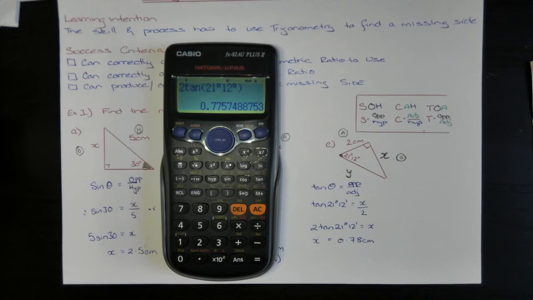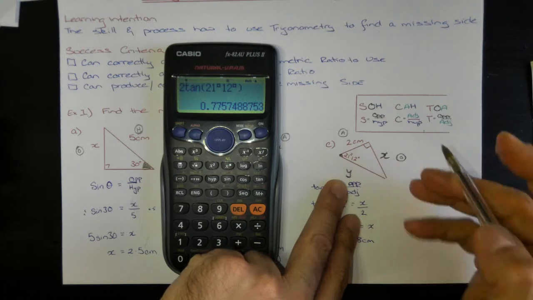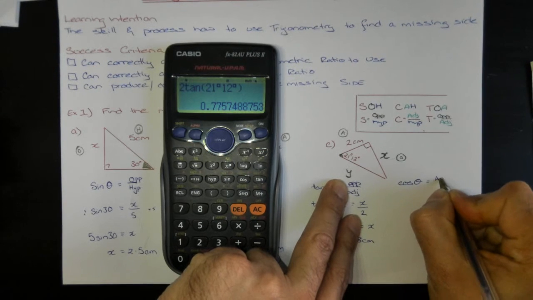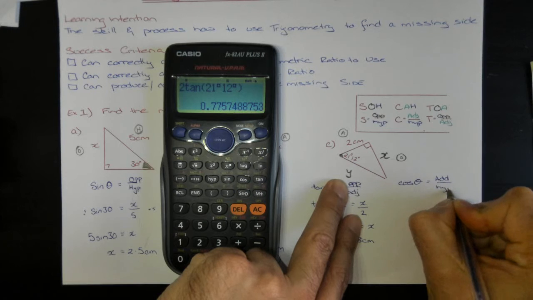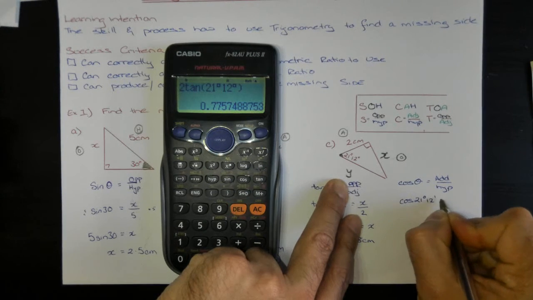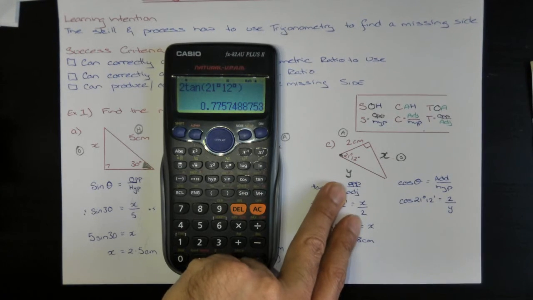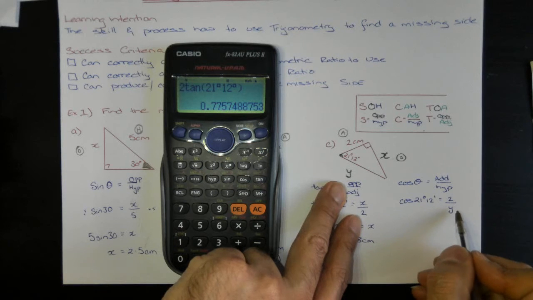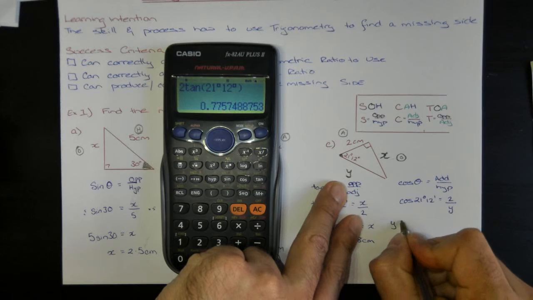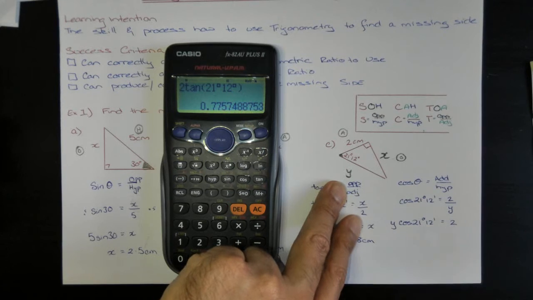If I wanted to find y, I would have the adjacent and the hypotenuse. That's cosine. So cos theta equals adjacent over hypotenuse. So cos is 21 degrees and 12 minutes. My adjacent is 2. My hypotenuse is y. To get rid of that y, I would have to multiply both sides by y. So it ends up getting y cos 21 degrees 12 minutes equals 2.